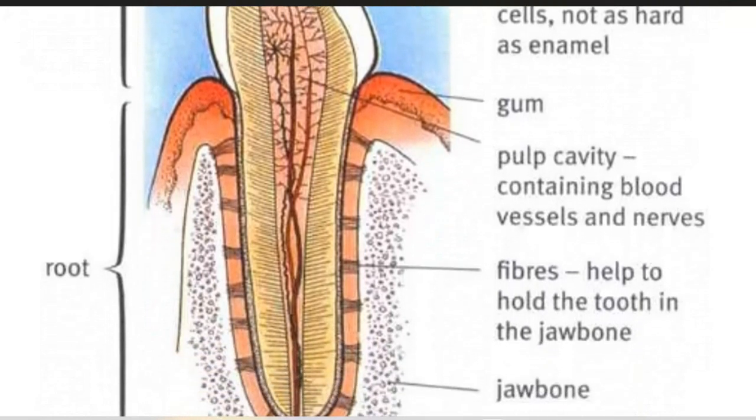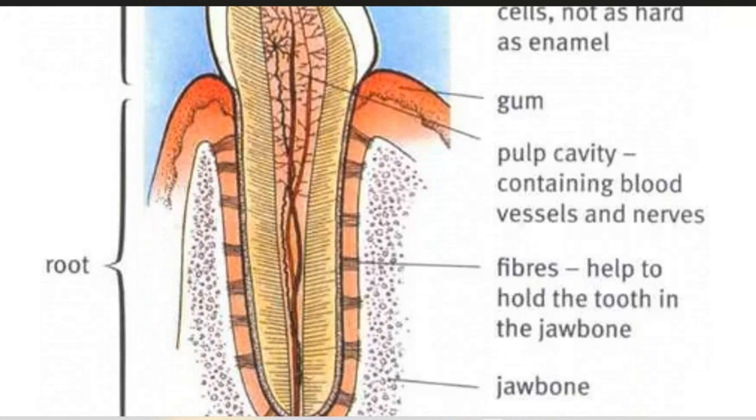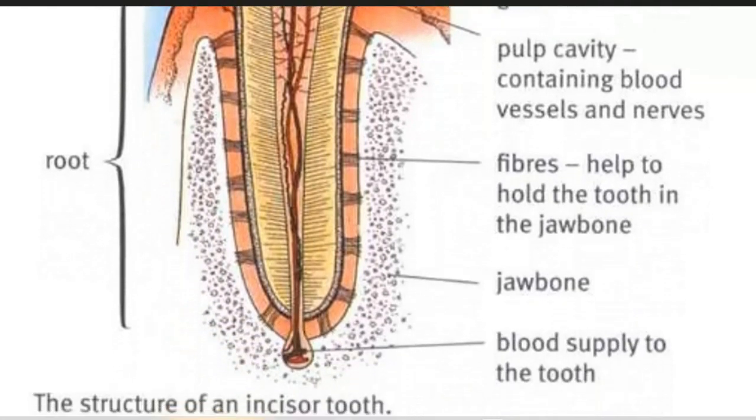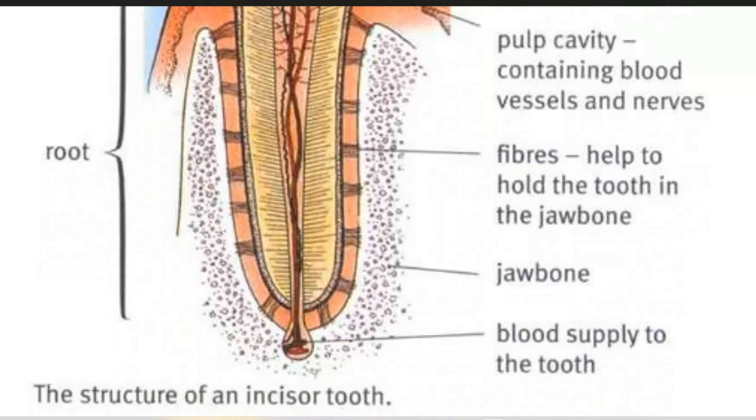Then in the root part, you would see fibers and jawbone. Fibers connect the jawbone, your skeleton or the jaw area, to the gum to keep your tooth fixed in that area. When those fibers start breaking down or becoming weak with age, that is when the teeth start falling out as well. So fibers hold the tooth in the jawbone. Then there is the jawbone, and over here, if you see, there is the blood supply to the tooth in the end, which is inside the jawbone.